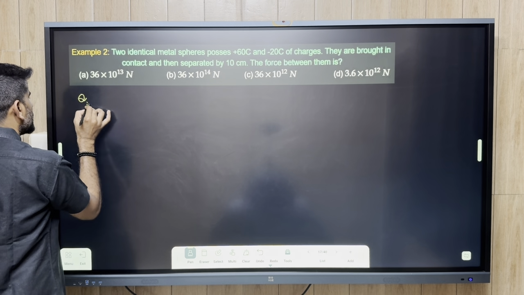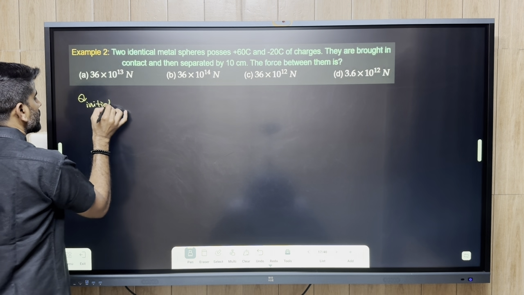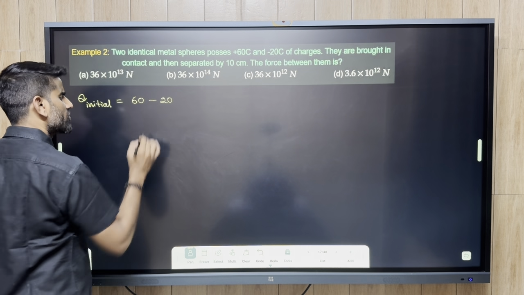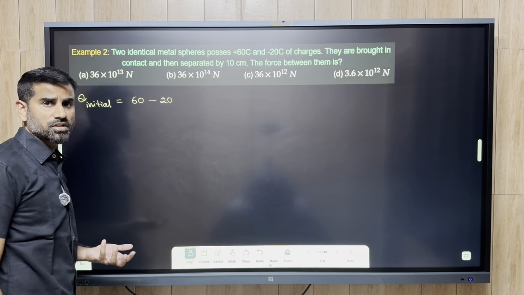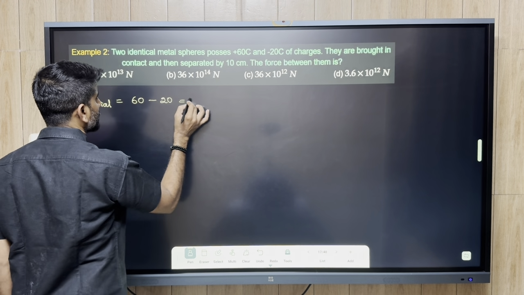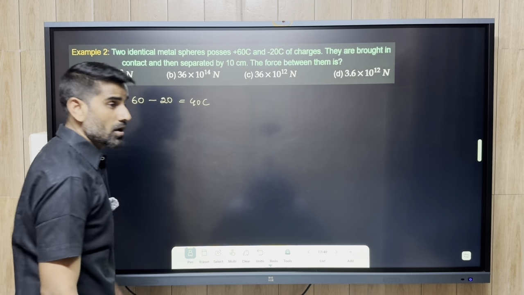What is the charge which is initially given to you? That is 60 coulombs minus 20 coulombs. It is the algebraic sum of charges, because charge is not a vector quantity, it is a scalar quantity. We can add them algebraically. So 60 minus 20 is 40 coulombs of charge.